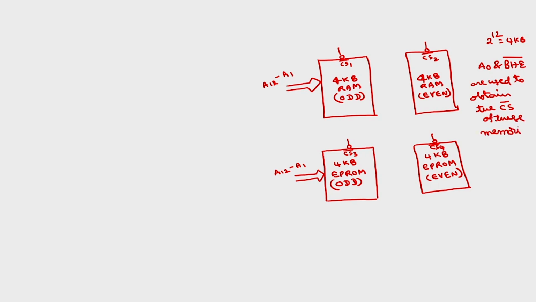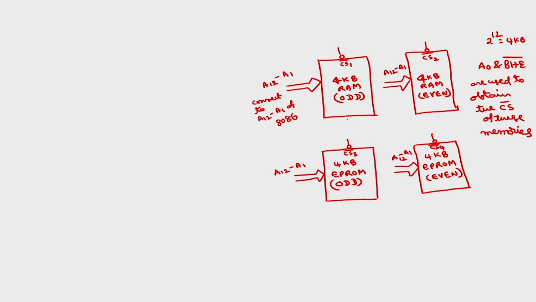Of these memories. Then here also we will be having 12 address lines, A12 to A1. You have to connect this to A12 to A1 of 8086. So all these four memories' address lines you have to connect together, and that has to be connected to A12 to A1 of 8086.